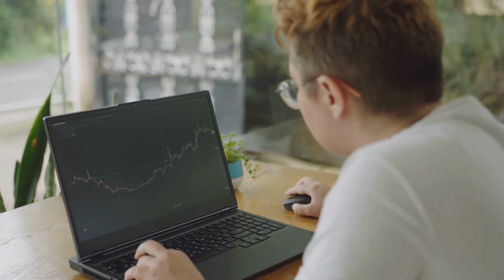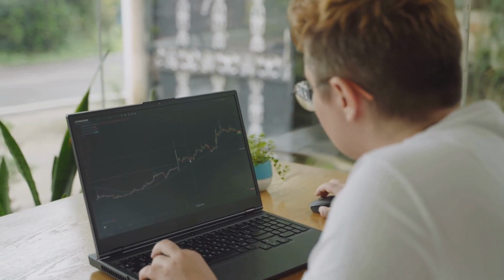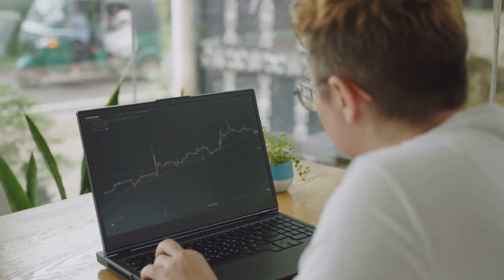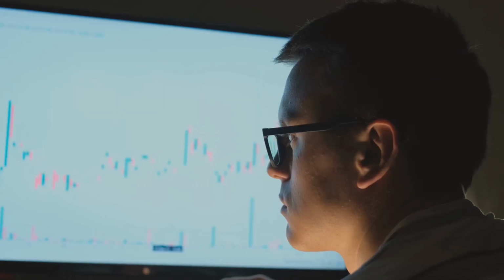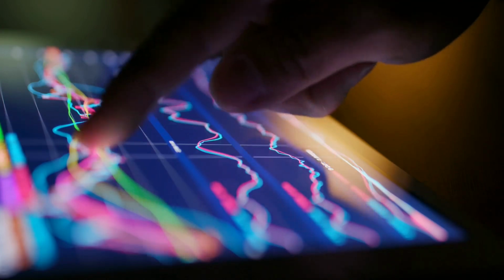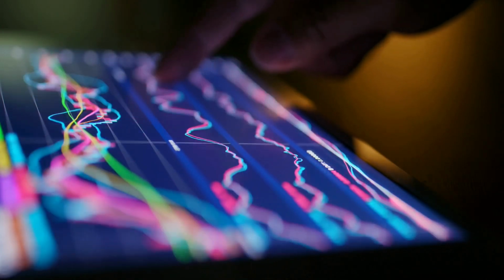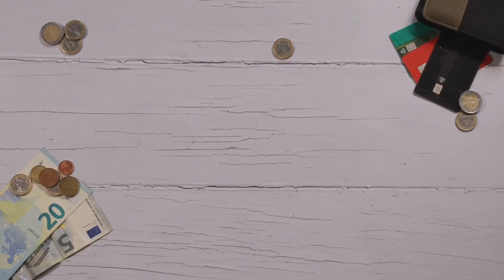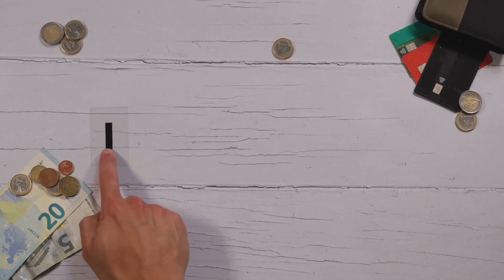Invest wisely. Consider investing in assets that have historically outpaced inflation, such as trending stocks or cryptocurrencies. However, remember that all investments carry risks. Stay informed, stay up to date on the latest economic news and inflation forecasts. This will help you make informed financial decisions and adapt to changing circumstances.